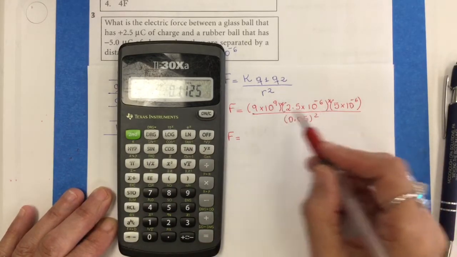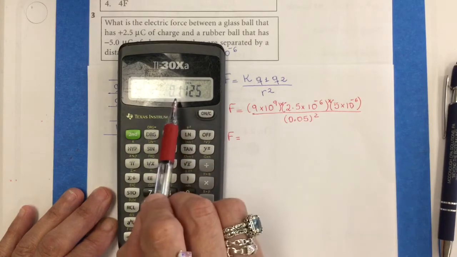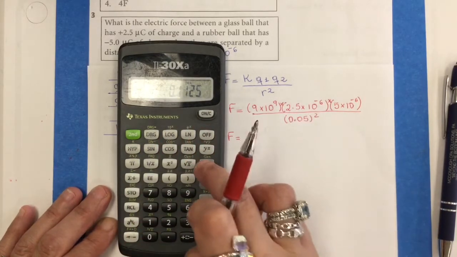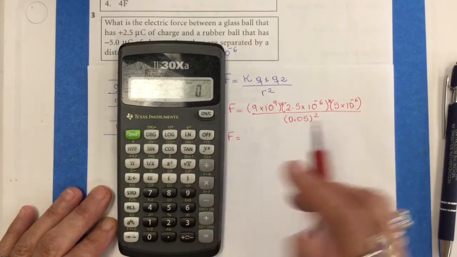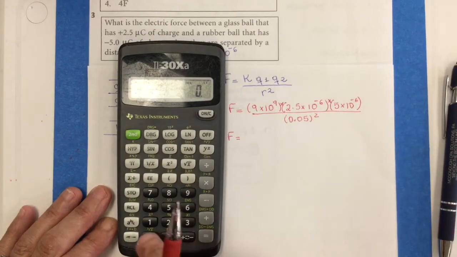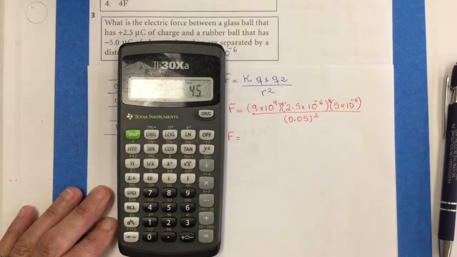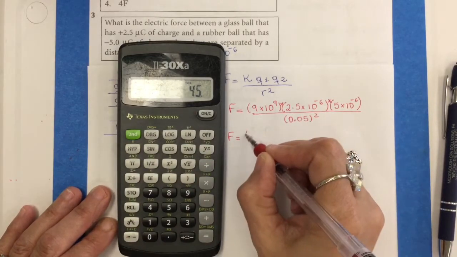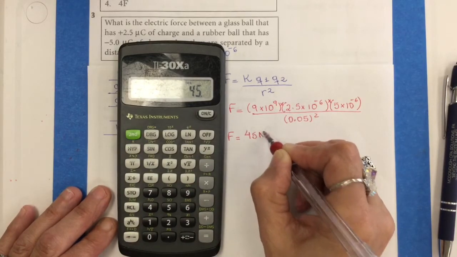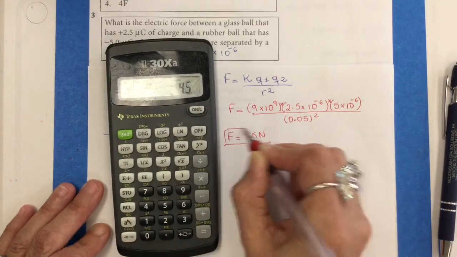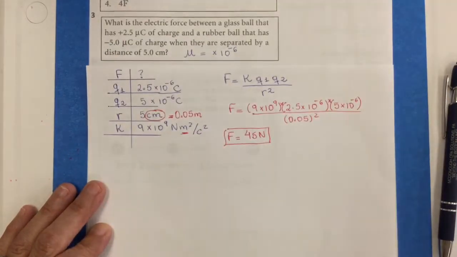Now the numerator is this. We are going to divide by open parentheses because you have something squared. 0.05 squared, equal. So the force is 45 newtons. And this is the final answer.